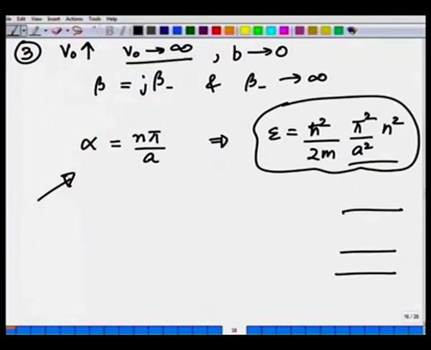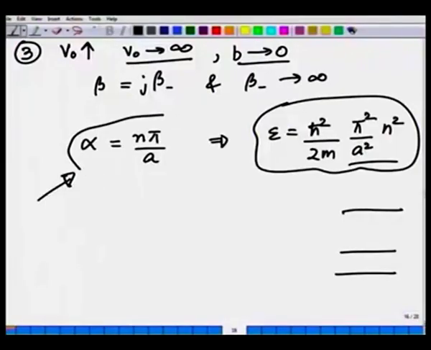Try this out yourself and consider it an assignment: how to prove that this energy is equal to this quantity, as I have shown here. When V0 goes to infinity and b goes to 0, of course V0 going to infinity means zeta goes towards 0. So use equation A1 to see if you can simplify to this energy. If you can show that alpha is equal to this quantity, then you will get this answer.